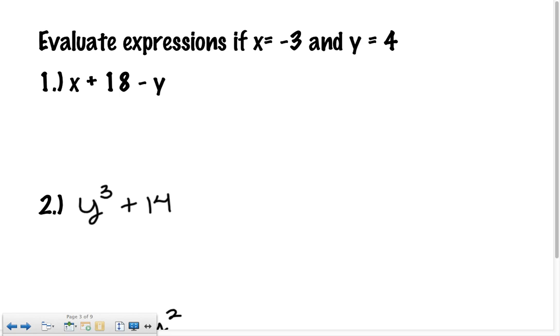We have evaluate the expressions if x equals negative 3 and y equals 4. So evaluating an expression means that you're plugging in values for what they give you. So they gave you that x equals negative 3. So instead of writing x, this time we're going to write negative 3. And 18 stays the same. And instead of writing y, we're going to write 4. So now you're just going to evaluate or solve the problem. So negative 3 plus 18 gives us 15. Minus 4, 15 minus 4 is 11, and that's the answer.